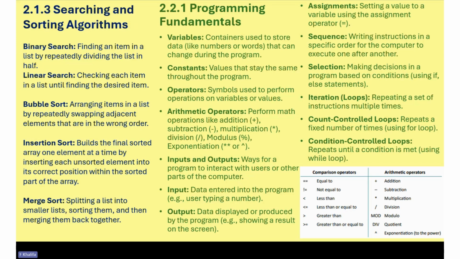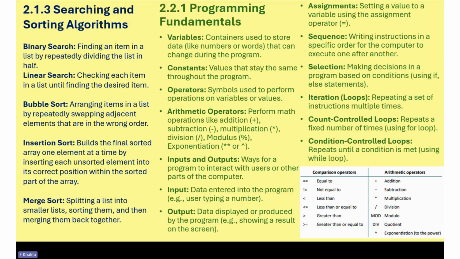And then the sorts that you need to know are bubble sort, insertion sort, and merge sort. So bubble sort is arranging items in a list by repeatedly swapping adjacent elements that are in the wrong order. So what happens with bubble sort is you have your first element, it gets checked with the second element, and if it's in the right order, then they move on to the next element, and we keep comparing pairs until we get to a sorted list, and we keep swapping one element at a time.